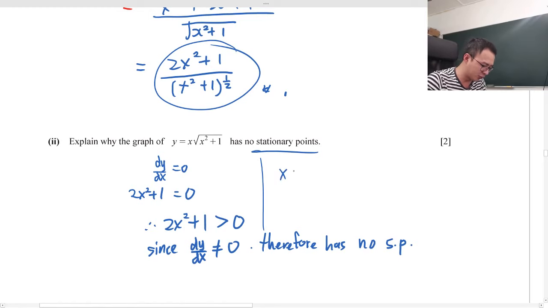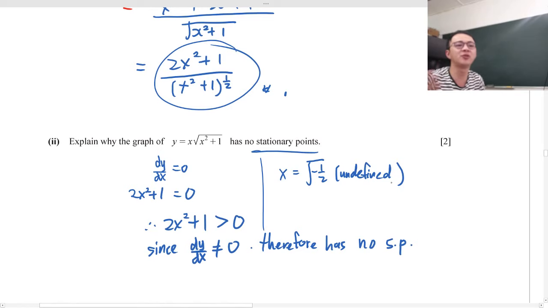Or you prefer to do something like this: square root of negative 1 over 2, then you write here undefined. Since it is undefined, therefore they have no stationary point. Yeah, you can always use whatever methods you want. So 2x squared plus 1 cannot equal 0 for all values of x. Normally we do not say math error in this case. So we can always say 2x squared plus 1 cannot equal 0. Yeah, I guess it's the easiest way.